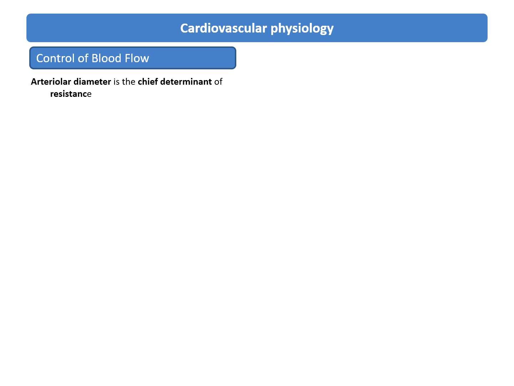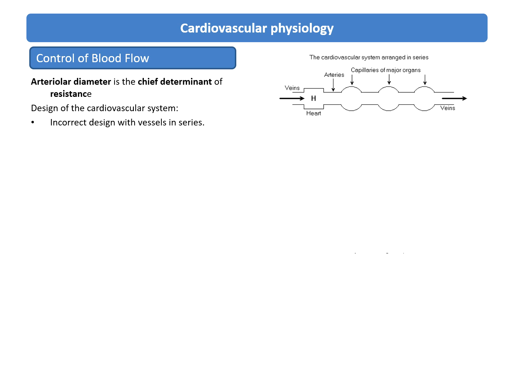Arteriolar diameter is the chief determinant of resistance. The design of the cardiovascular system will help you understand what we're getting at. The design is not as the one shown in the diagram. The vessels are not aligned in series. In other words, the heart does not pump blood through one set of capillaries and then through another set of capillaries in a different organ and then through another set in still a different organ.